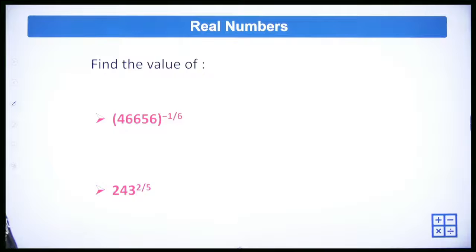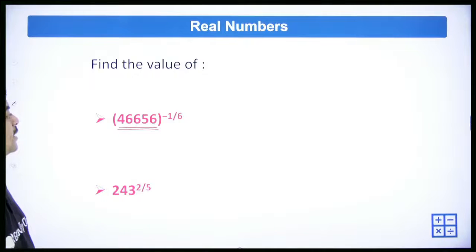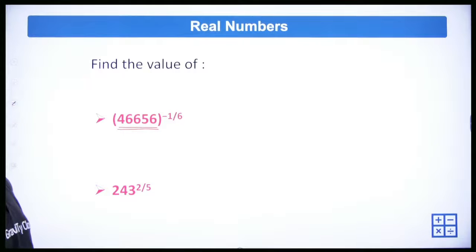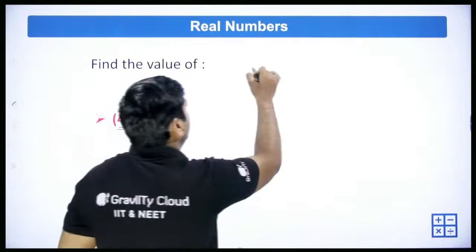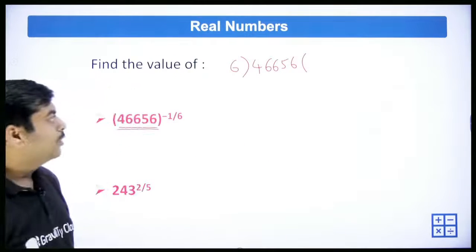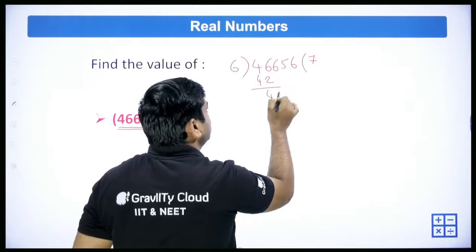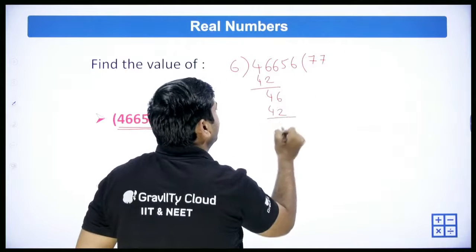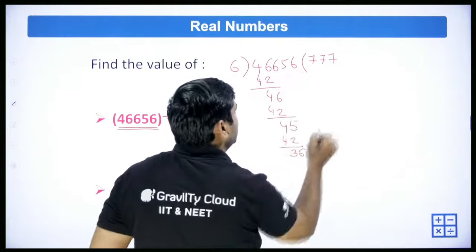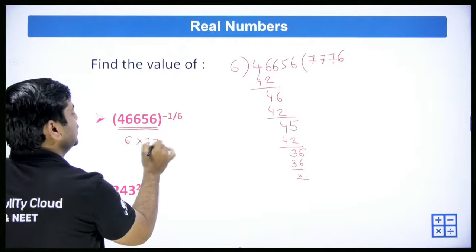Find the value of 46656 power minus 1 by 6. 46656, from where can we get this one? Okay, so let's try to divide by 6 and verify. 46656 divided by 6: we get 7776, so this can be written as 6 into 7776.